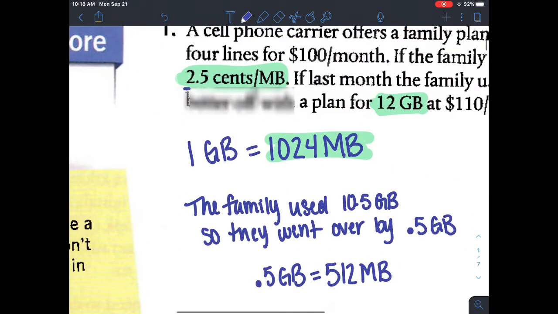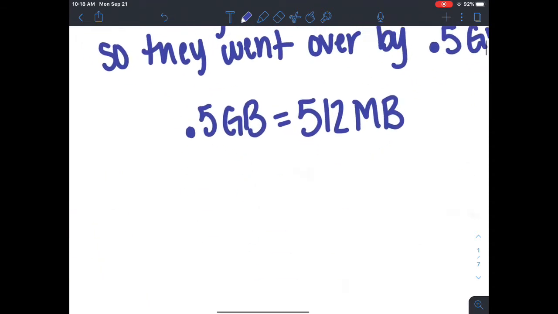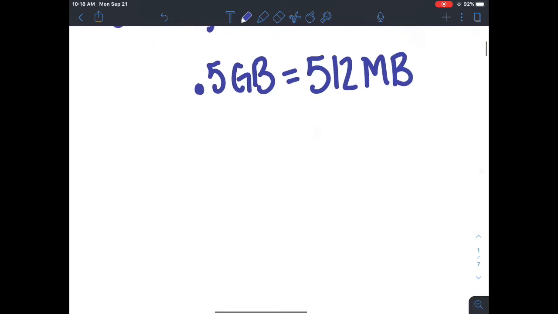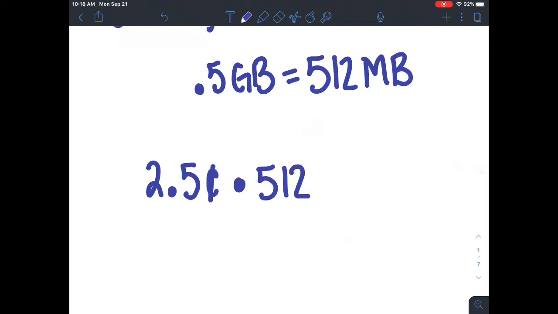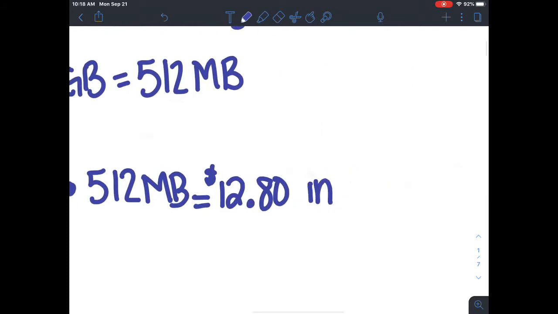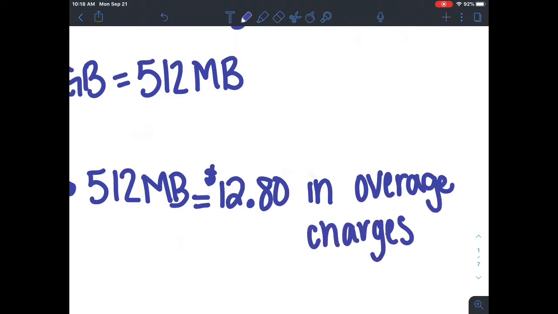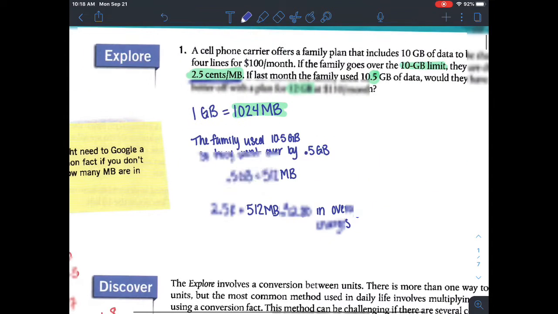Now we're going to go to this right here, 2.5 cents for each megabyte over, and they went over by 512. So they're charged 2.5 cents per megabyte, and they went over 512 megabytes. So we're going to multiply that, and we get $12.80 in overage charges. I'm just going to label it so I don't get confused later when I'm trying to explain.